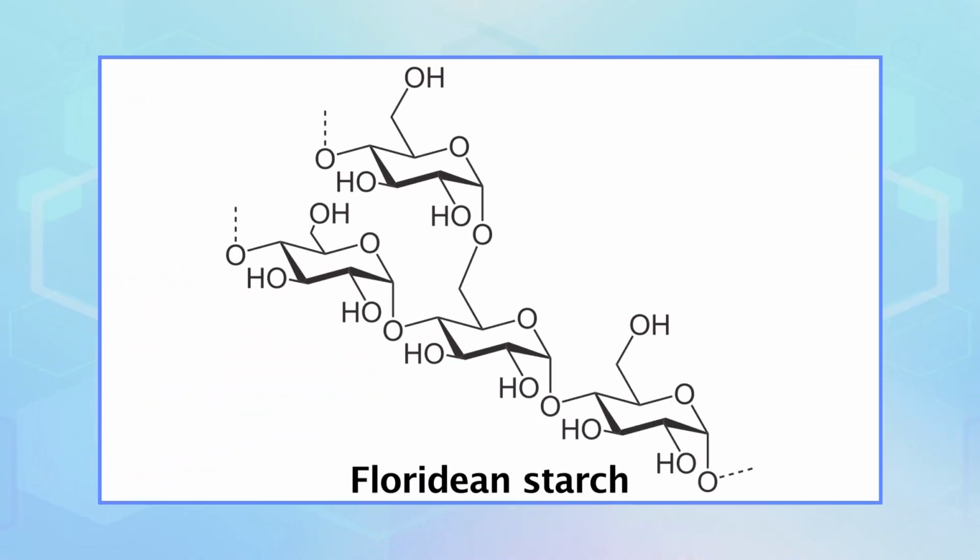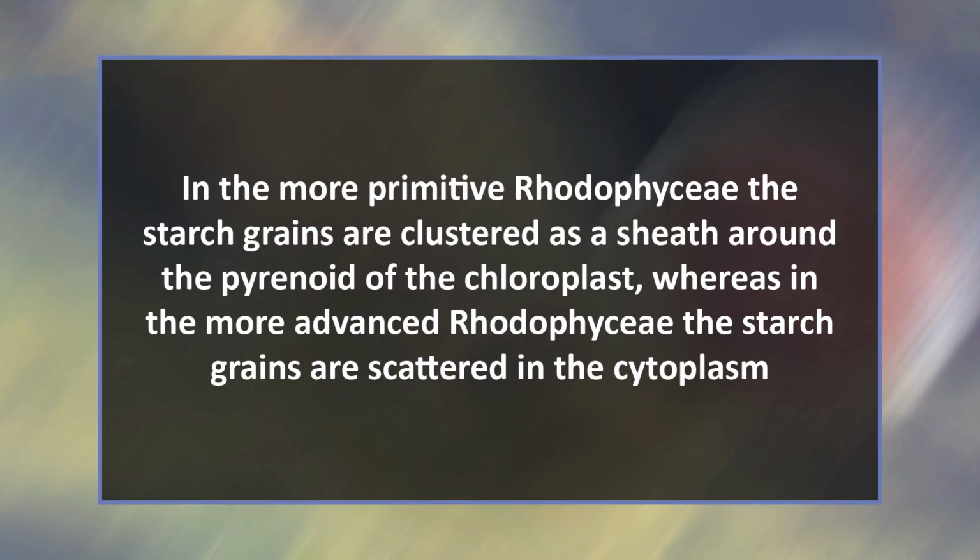Floridean starch is the long-term storage product occurring as grains in the cytoplasm outside of the chloroplast. Floridean starch is similar to the amylopectin of the higher plants, staining red-violet with iodine. In the more primitive Rhodophyceae, the starch grains are clustered as a sheath around the pyrenoid of the chloroplast, whereas in the more advanced Rhodophyceae, the starch grains are scattered in the cytoplasm.